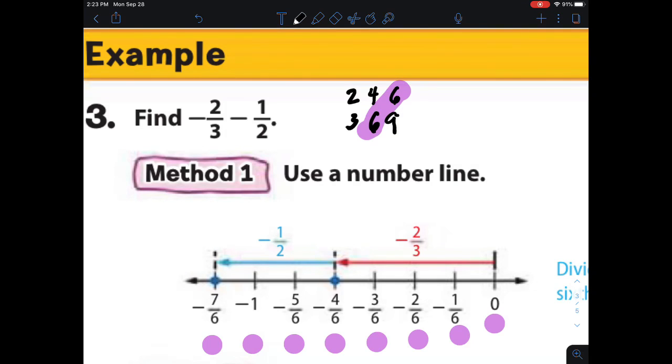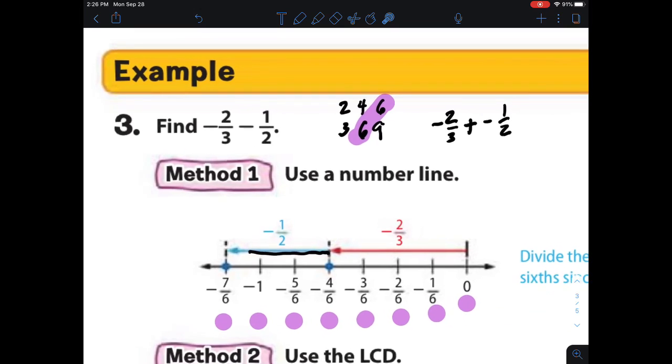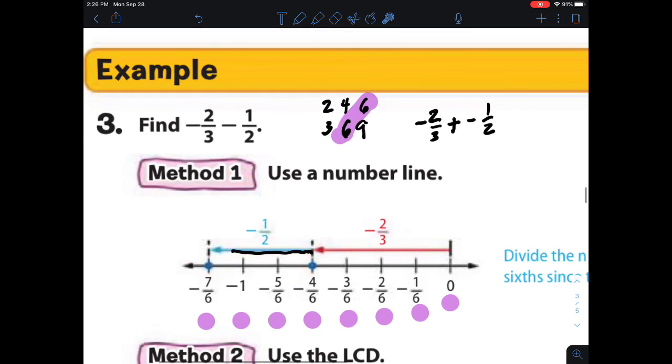Why are we adding when it says subtracting? Remember our rule: when you're subtracting, you're adding the opposite. So you're adding the opposite of 1/2, which is negative 1/2. When we add negative 1/2, it ends up with negative 7 over 6. So negative 2/3 minus 1/2 is negative 7 over 6 if we use a number line.